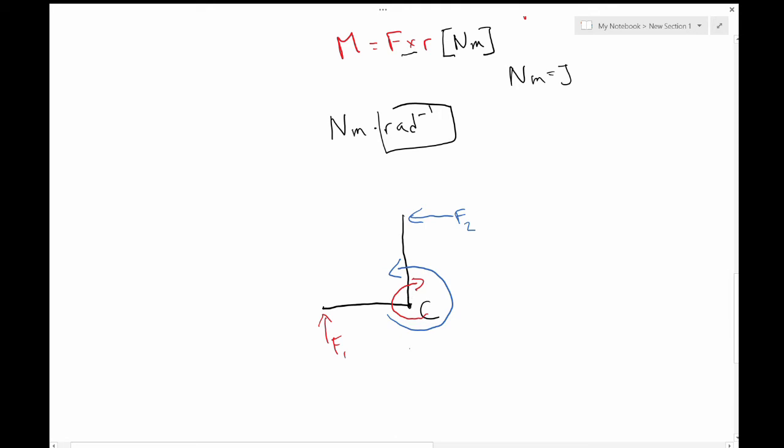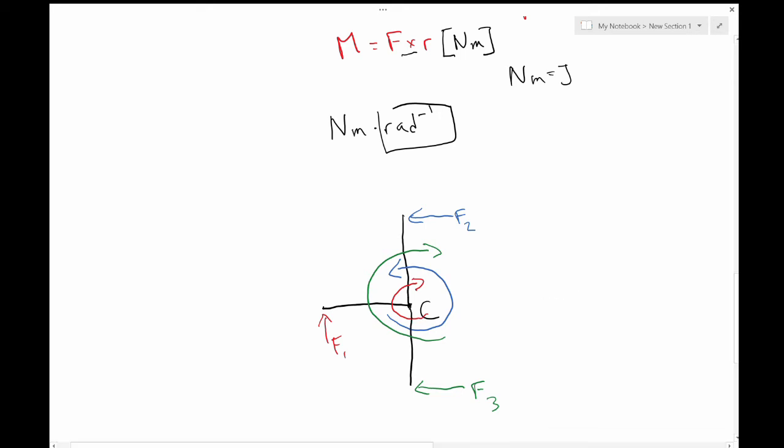And if we had another arm coming down here, and we had yet another force here, F3, you can see that that one is also contributing a clockwise motion. So F1 and F3 are orthogonal vectors, but they can still contribute in the same direction to a moment about C.